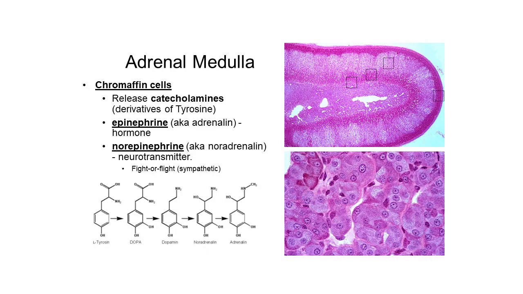So we'll start with the easiest one. The medulla has cells called chromaffin cells. And there's that word again, catecholamines. Did we have that in AMP1? The chromaffin cells? Catecholamines are derivatives of tyrosine. Now, epinephrine, aka adrenaline, is definitely a hormone derived from tyrosine. Norepinephrine, or noradrenaline, is principally a neurotransmitter.